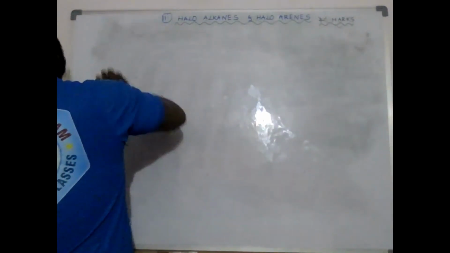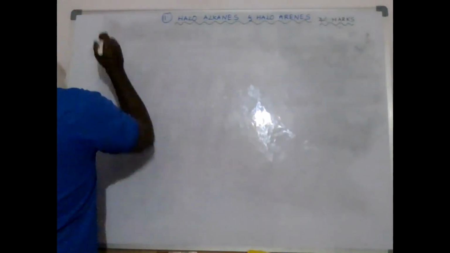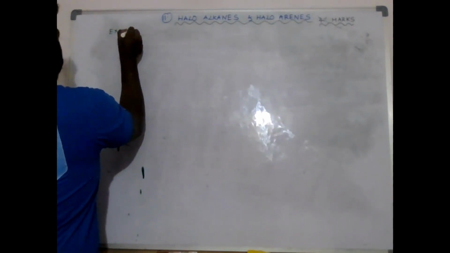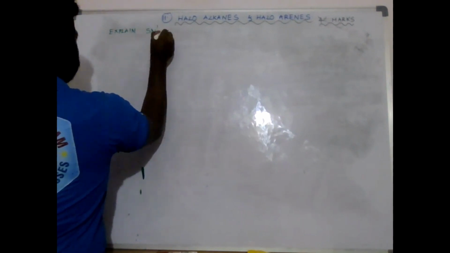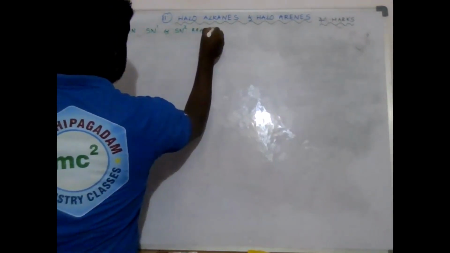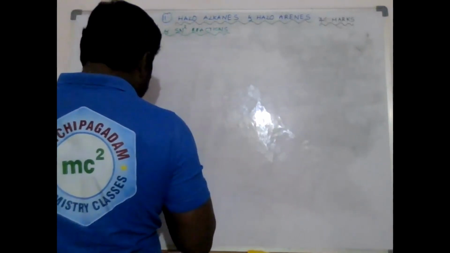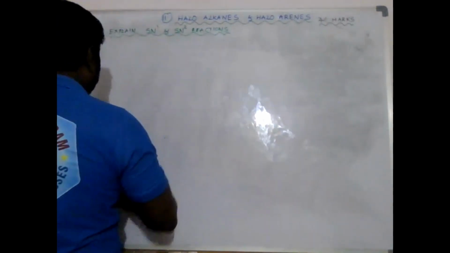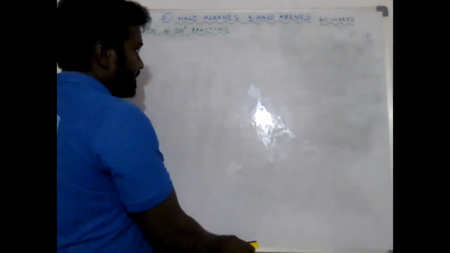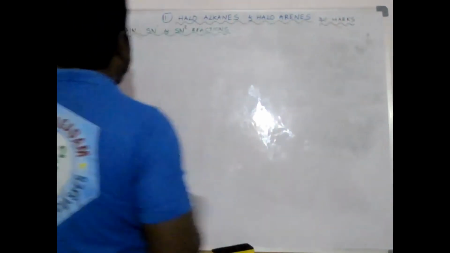So the first question is, explain SN1 and SN2 reactions. That is the question. Explain SN1 and SN2 reactions. It means we have to write what is SN1 reaction and what is SN2 reaction. Like differences, you can write like a table. What is SN1, what is SN2, right? So we'll try to differentiate both of them.